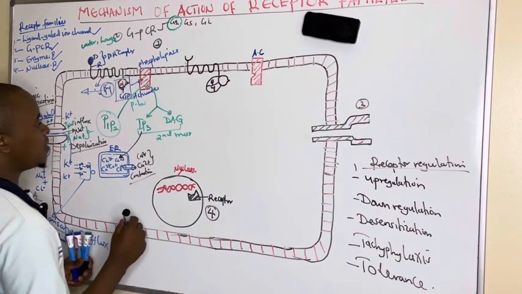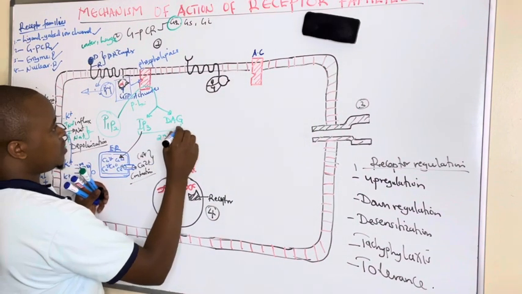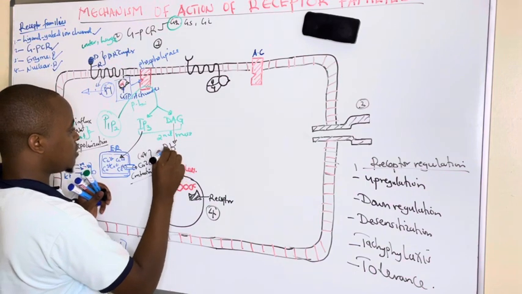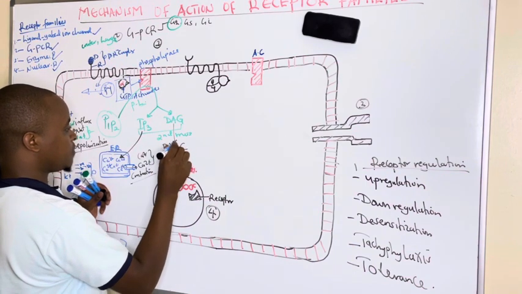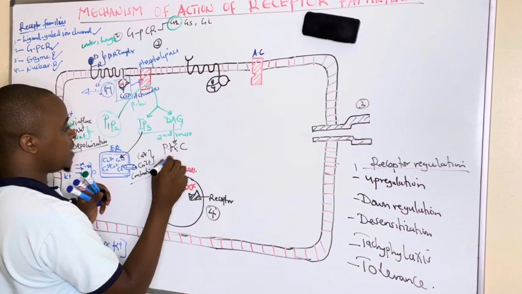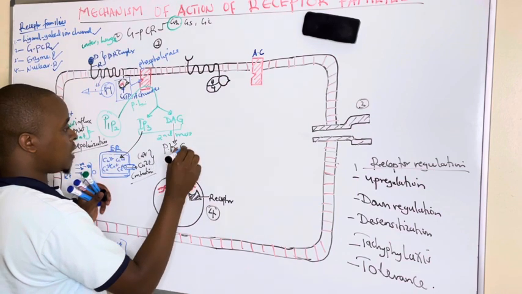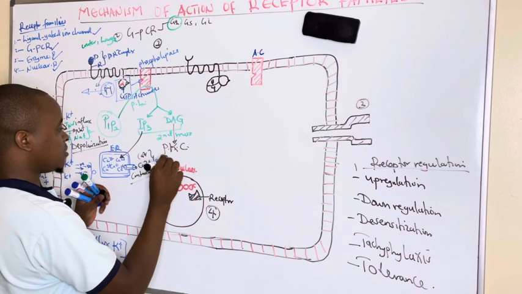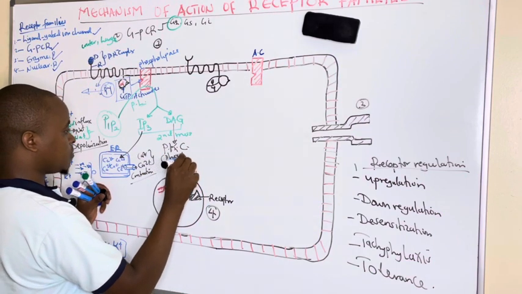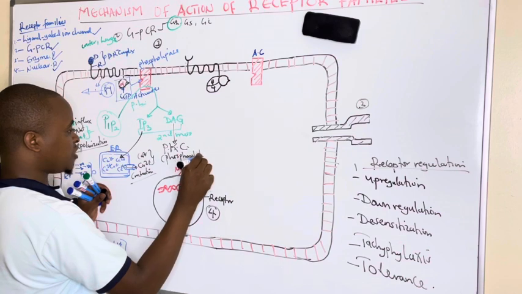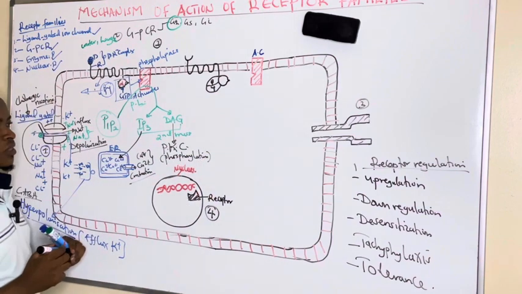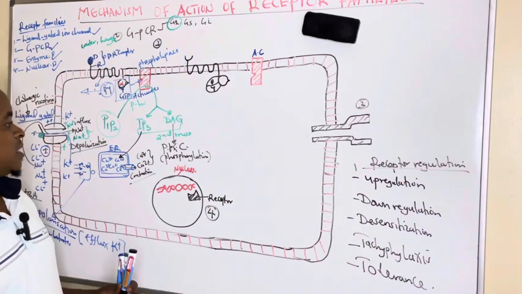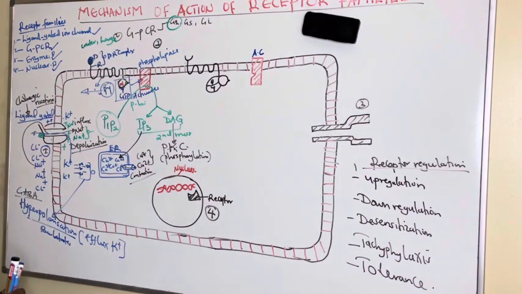Then DAG is the one that goes and activates protein kinase type C. And these protein kinase type C go around doing the work of phosphorylation, whereby it phosphorylates proteins within the cell, structural and contractile proteins, to bring up a cellular response.